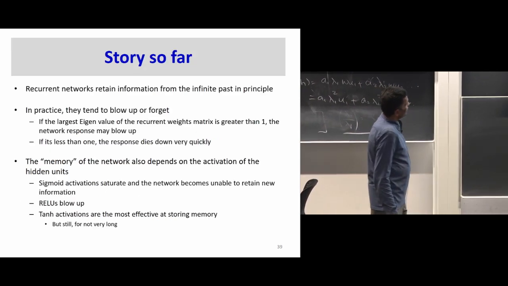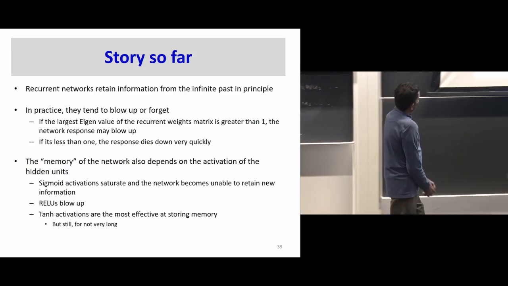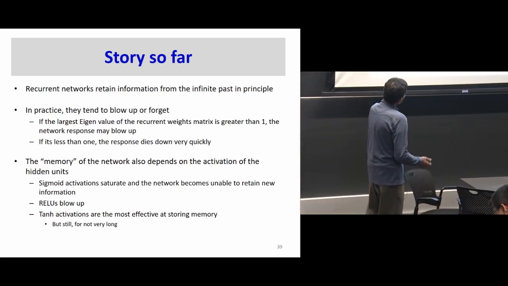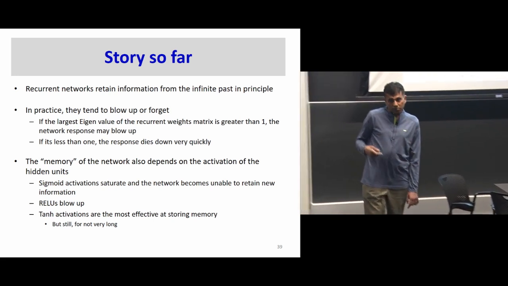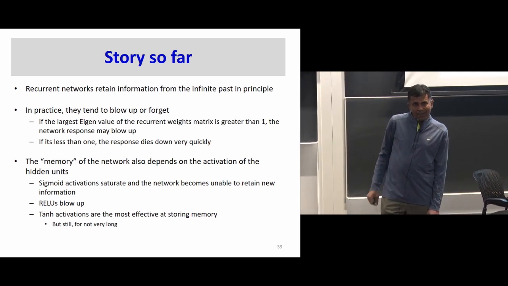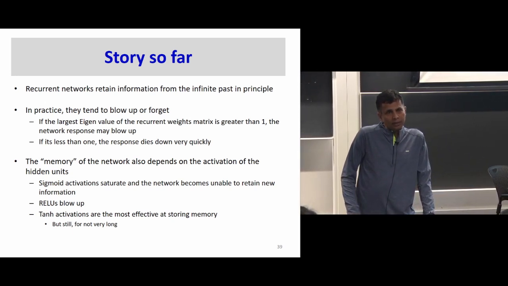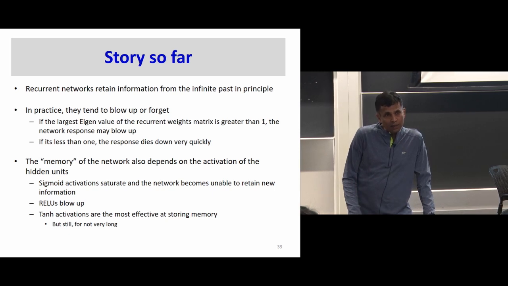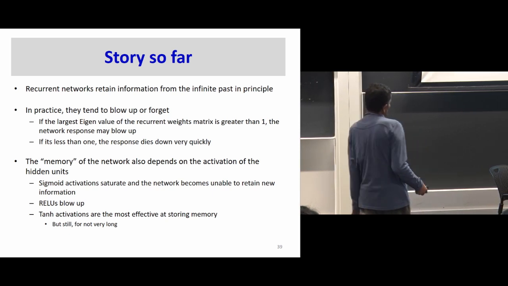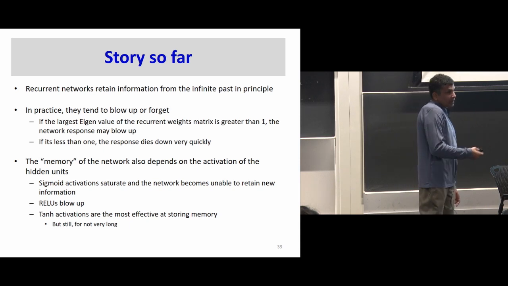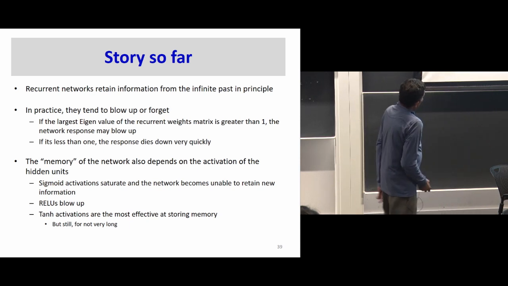No. Okay. So here's the story so far. Recurrent networks retain information from the infinite past in principle. In practice, they tend to blow up or forget. So if the largest eigenvalue of the recurrent weights is greater than 1, the network response tends to blow up. If it's less than 1, it tends to die off very quickly.